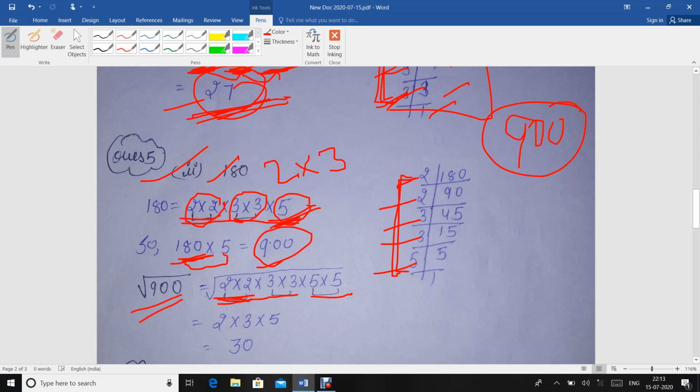Now these 2's are making a pair, so we will write it only once, and these 3's are making a pair, so we will write it only once, and these 5's are making a pair, so we will write it only once. Now 2 multiplied by 3 multiplied by 5 is equal to 30. So 30 is the square root of 900. I hope all of you understand. Let us move towards the next question.